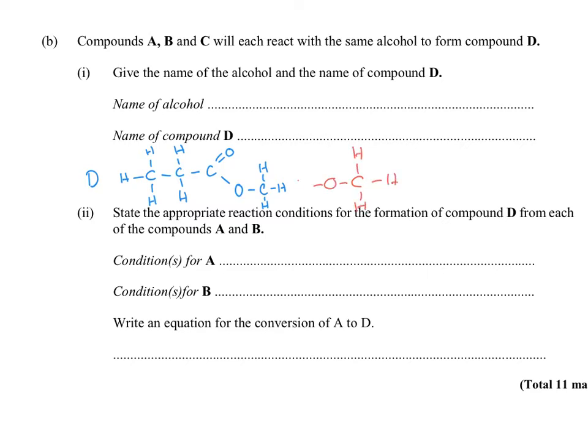So the alcohol must have had that as the structure. Once you've got the structure, it's nice and easy to name. So the name is methanol. And the name of the ester, D, is going to be methyl, because we've got the short chain there, propanoate, because we've got the longer chain there.